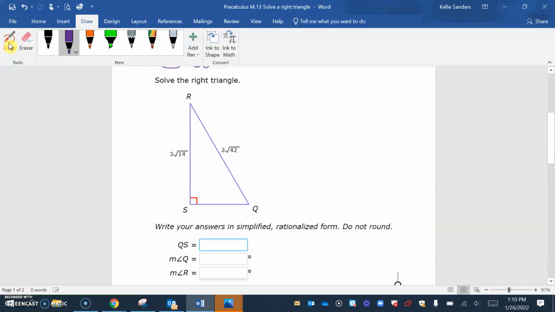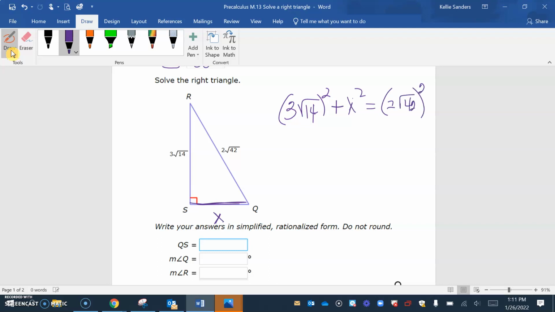Alright, so on this, we know two sides, and let's find the third side first. There are so many different ways that we can do it, but let's just use the Pythagorean theorem. We're going to call this x. So 3 square root of 14 squared plus x squared equals 2 square root of 42 squared.